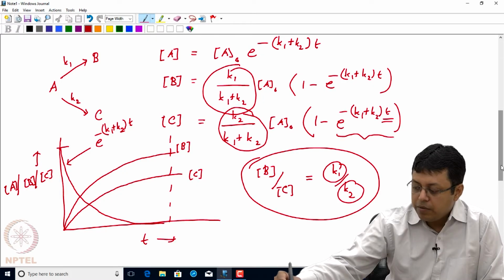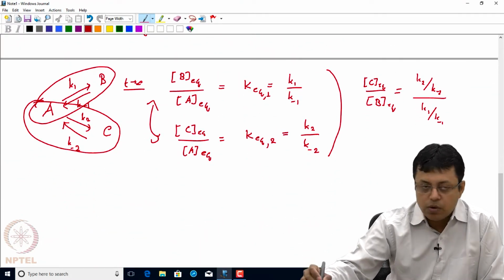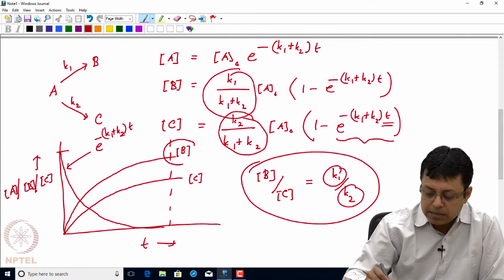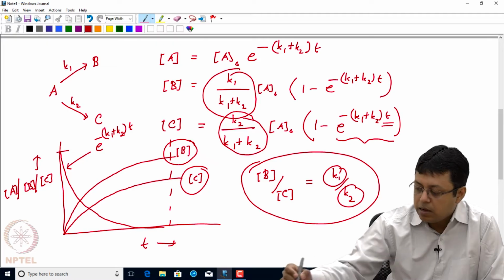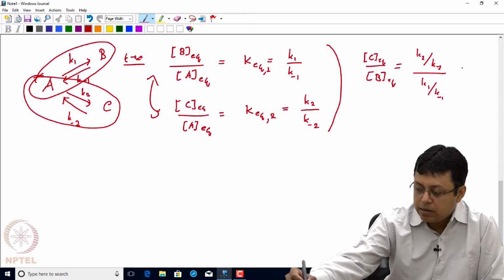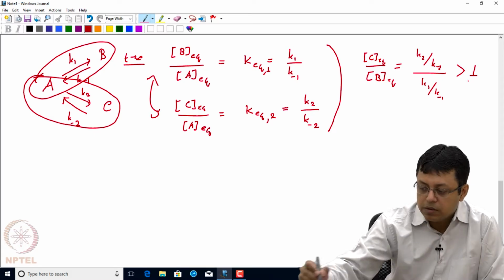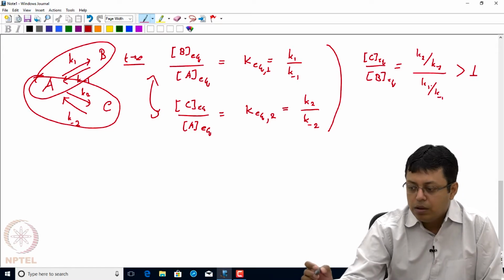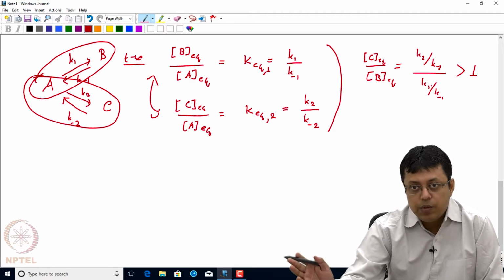So now the back reactions are also important. It may so happen that, although in this case B is higher than C because K1 is higher than K2, the overall thing may be positive. Meaning although K1 is greater than K2, the ratios K2 by K minus 2 and K1 by K minus 1 may adjust themselves in such a way that they can be more than 1. In that case, in the long time, C will dominate.